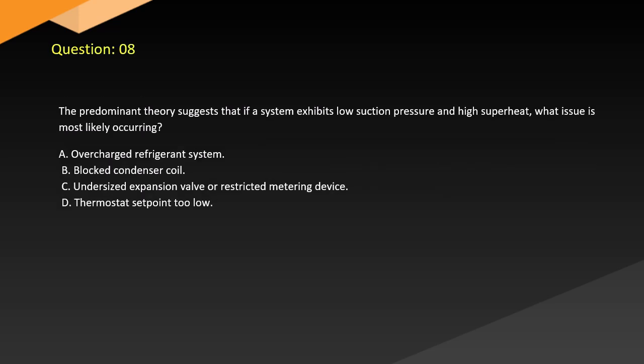Question 8. The predominant theory suggests that if a system exhibits low suction pressure and high superheat, what issue is most likely occurring? A. Overcharged refrigerant system. B. Blocked condenser coil. C. Undersized expansion valve or restricted metering device. D. Thermostat set point too low.